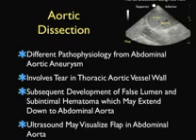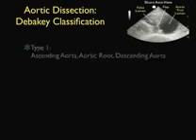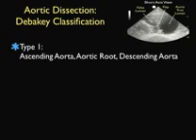Ultrasound may visualize the flap in the abdominal aorta on visualization of the aorta in the epigastric region, on those types of dissections which extend down distally. There's two main classifications for aortic dissection.